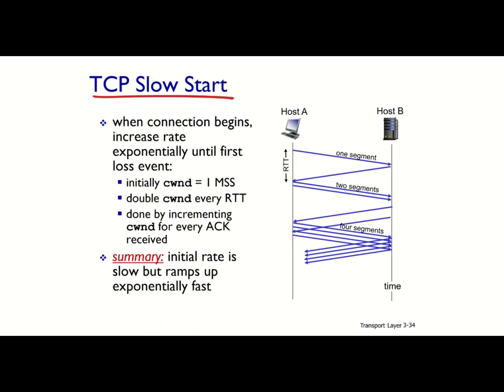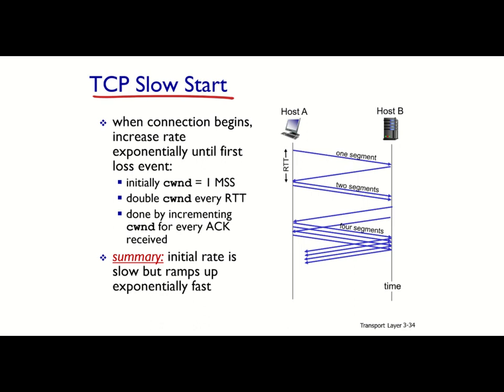So this TCP Slow Start is different from the additive increase that we talked about before. Here we are talking about the beginning of the connection. Initially, CWND is set to be 1 MSS, which is a very small value, but you have to double the CWND every RTT until a loss happens.